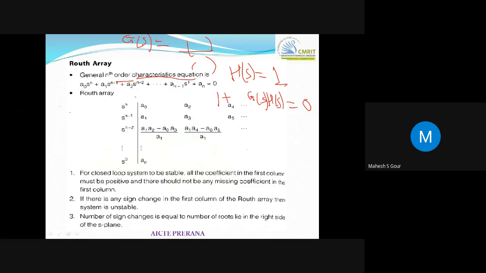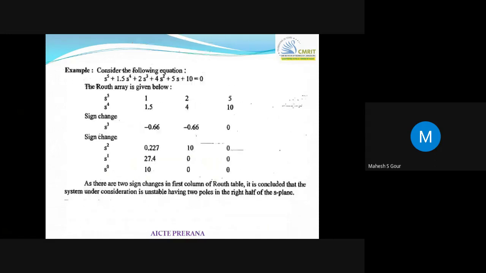When you solve this, you will get some polynomial equation, and then you will apply the RH criteria, right? So what is the RH criteria? See, suppose this is your characteristic equation. When you solve 1 plus G(s) into H(s) is equal to 0, you will get this equation, right? So it has 5 powers.